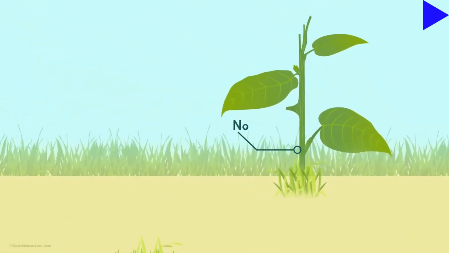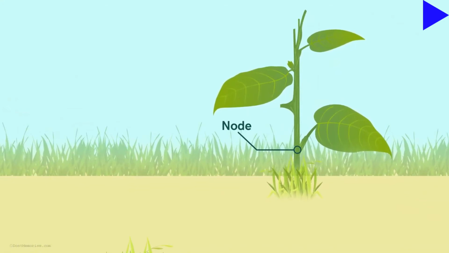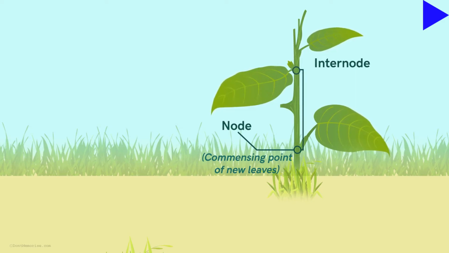The stem has nodes, which are locations from where new leaves arise. Something like this. So the nodes serve as commencing points for newer leaves. Let me introduce you to one more interesting term. That's called the internode. It's the part of the stem between two nodes. So this region here is the internode.